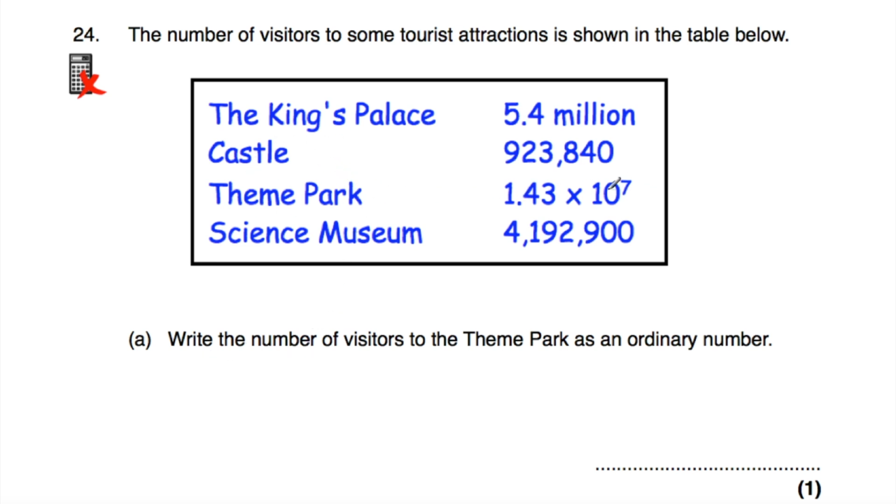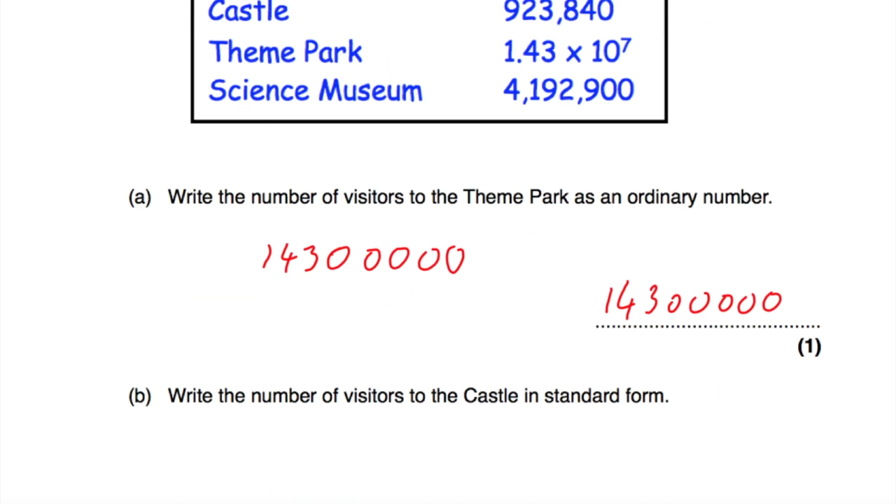So at the minute it's in standard form, we want to write it as an ordinary number. So let's move these digits 7 columns to the left. So if we move them 2 columns to the left, we'd have 143, just moving those digits 2 columns to the left. But we need to move it 7 columns to the left, so if we move them 2, we need to move them another 5. So let's add 5 zeros. 1, 2, 3, 4, 5. And that's it. So it would be 14,300,000.